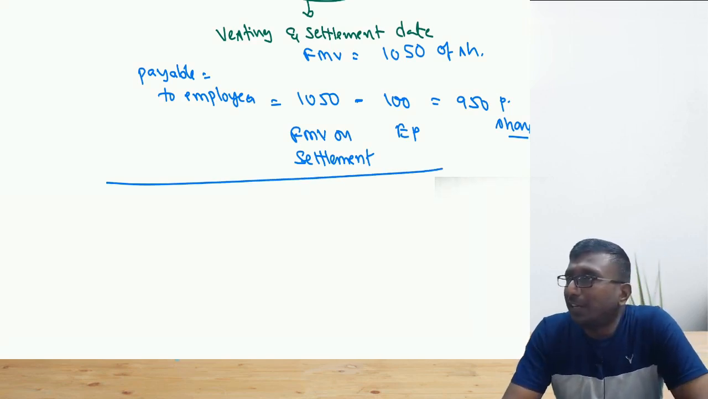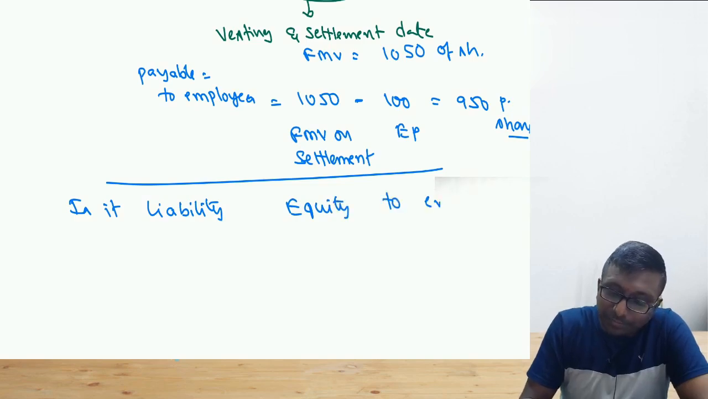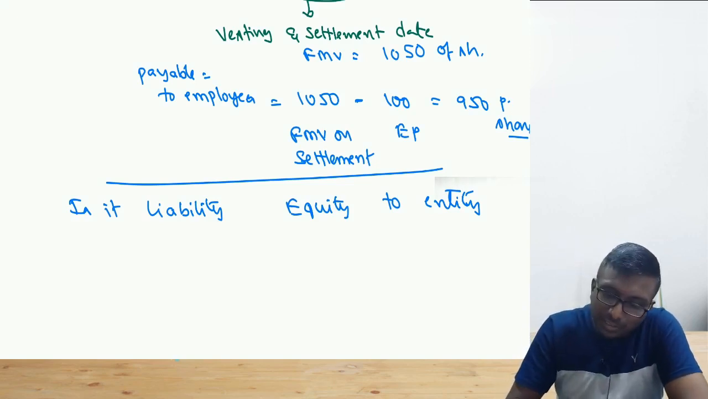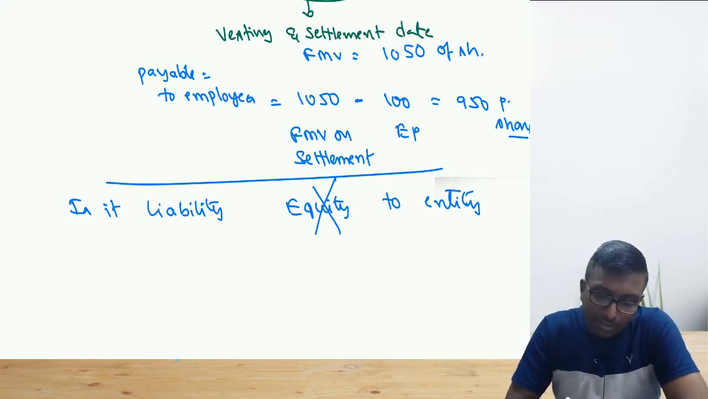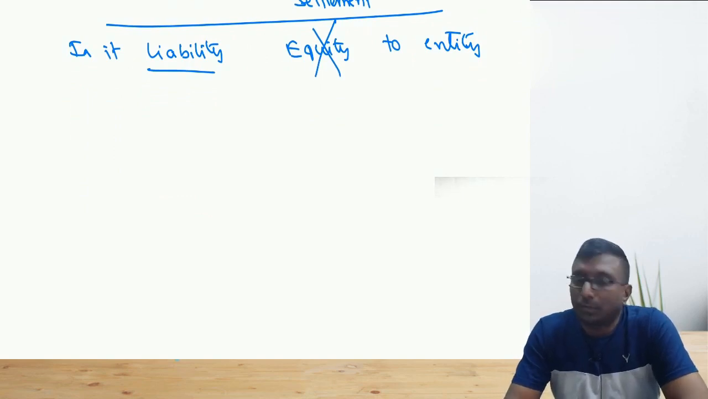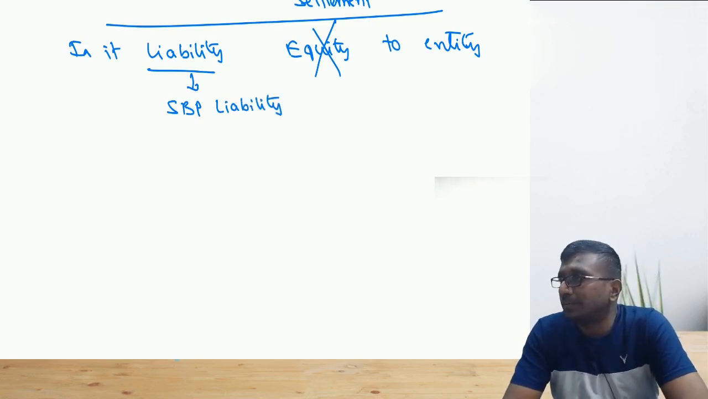So first, is it a liability or equity for the entity? Liability, correct. Equity means are you giving equity share capital? No. Are you getting something free? What am I getting? I am supposed to pay. It is a liability. SBP liability.